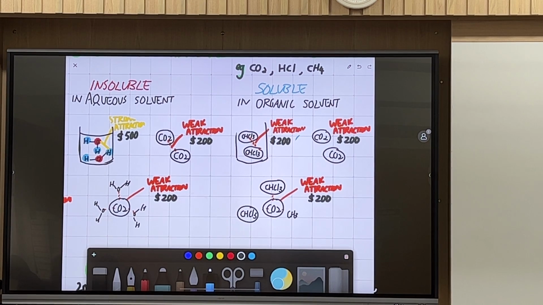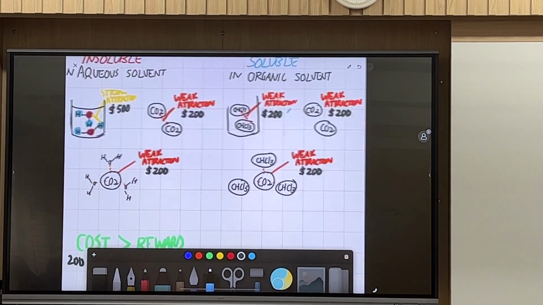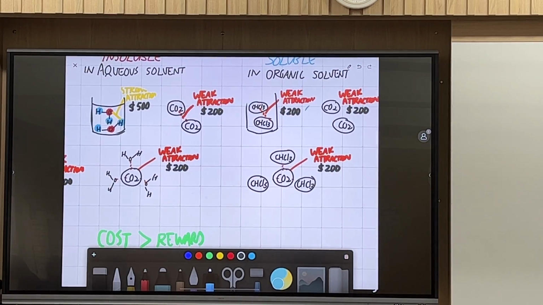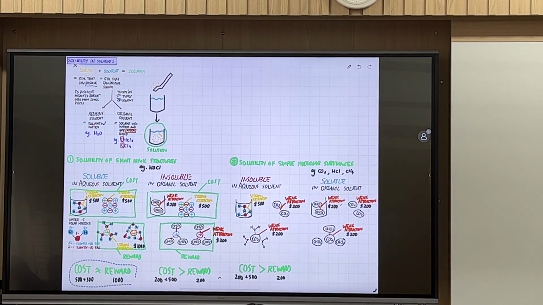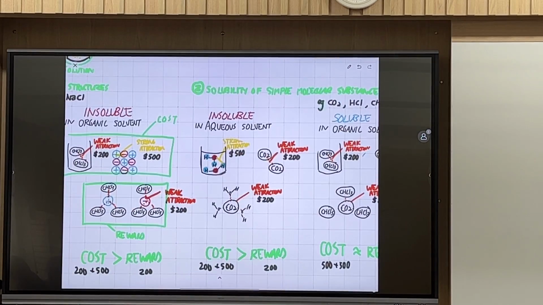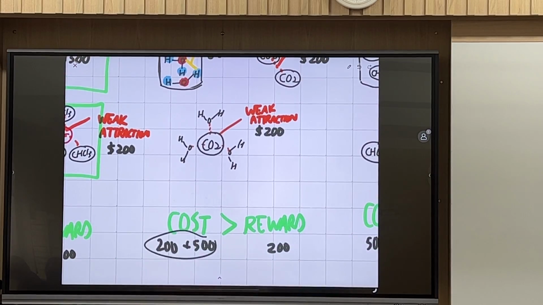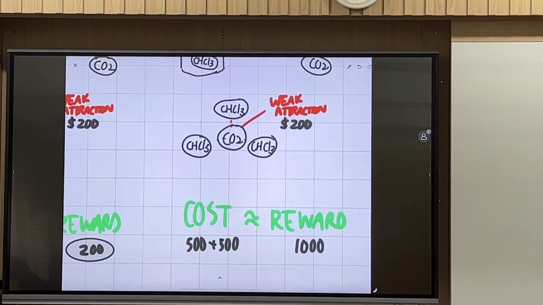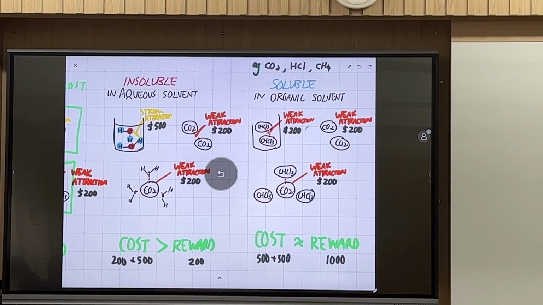But because the resultant attraction is weak, it is similar to the attraction that are broken. Well, you have a case of cost similar to reward here. Okay, so cost similar to reward here. Well, this is a 2 times difference, 700 and 200, like more than a 2 times difference. And on the right, this is a smaller difference.